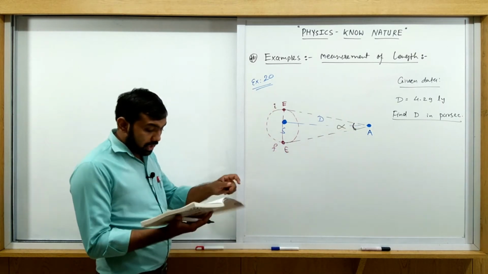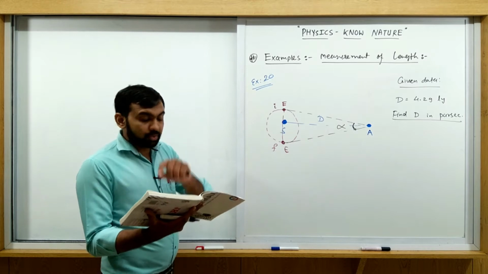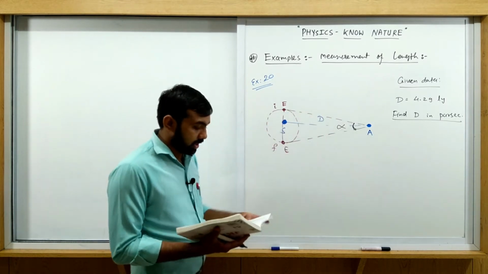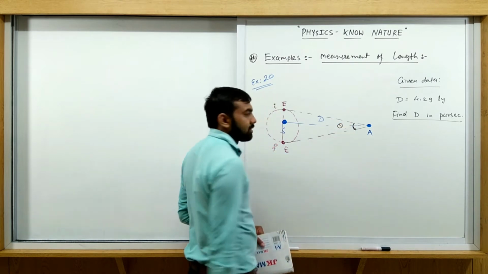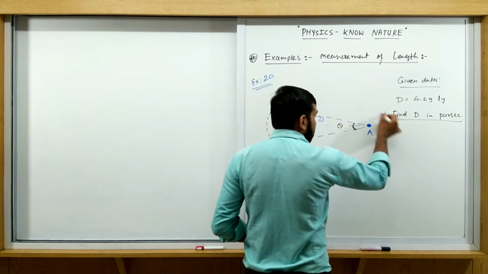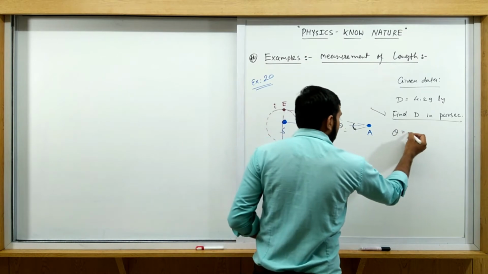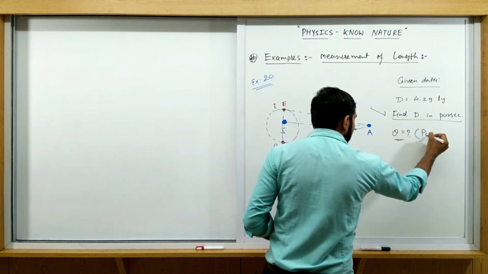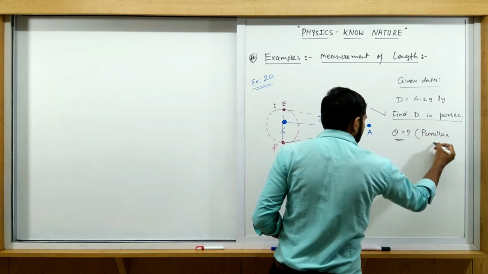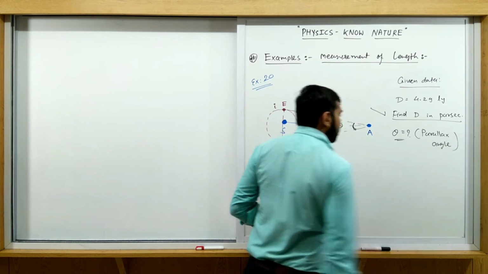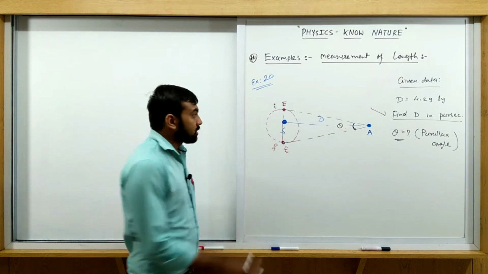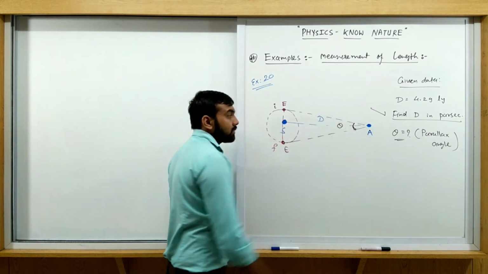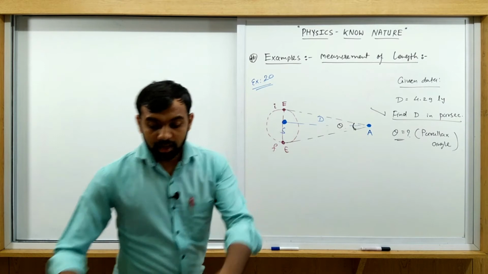Then what do you have to find here? How much is the parallax? Consider theta, because we consider theta as the parallax angle. So here it is theta. So find the theta. The first problem is already solved. Also, theta is the parallax angle we have to find in this case. This D is already known. What is this theta? What is the second problem?